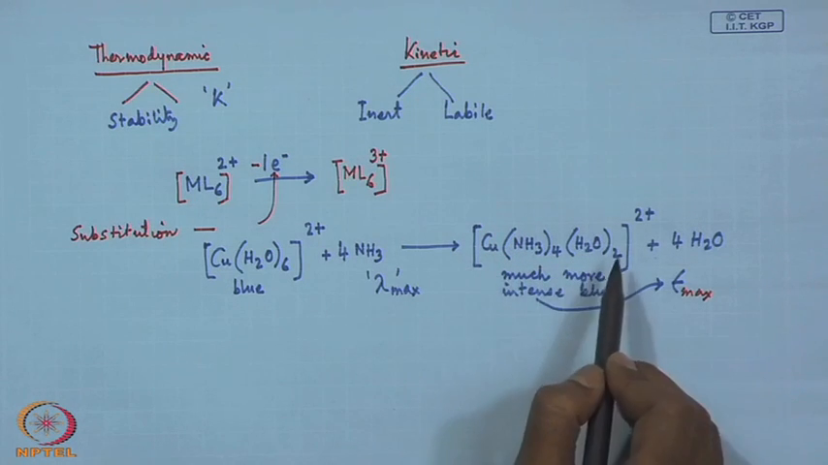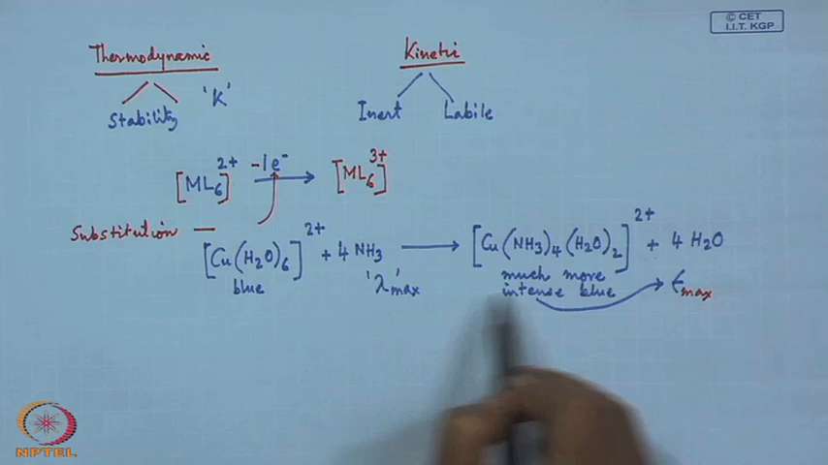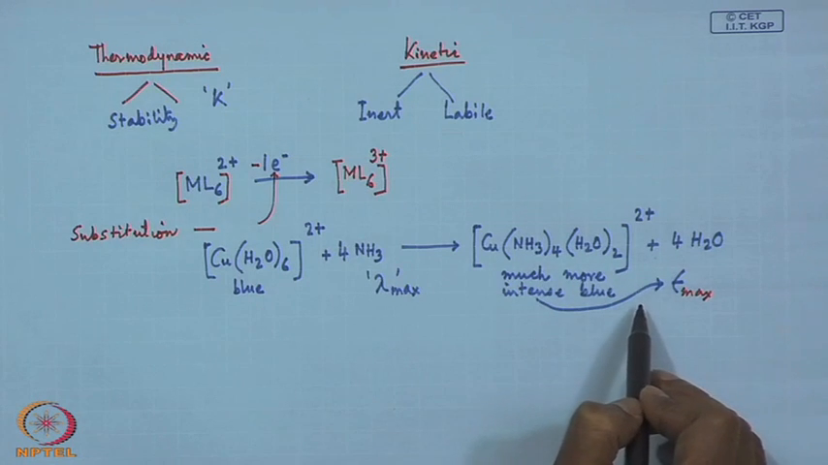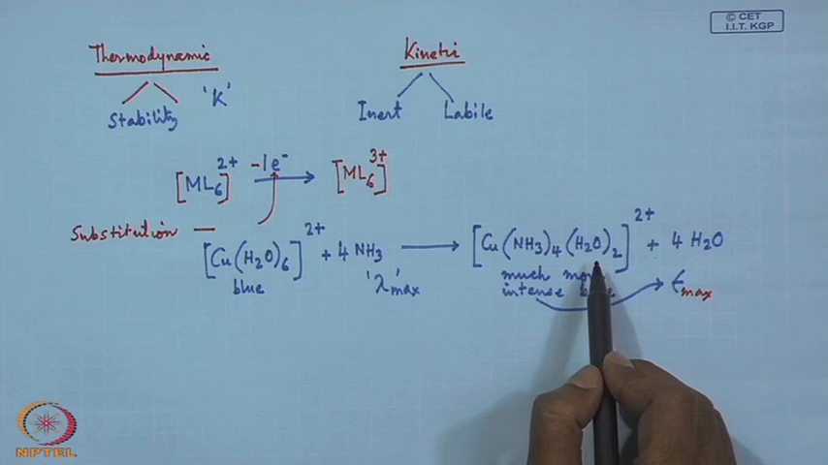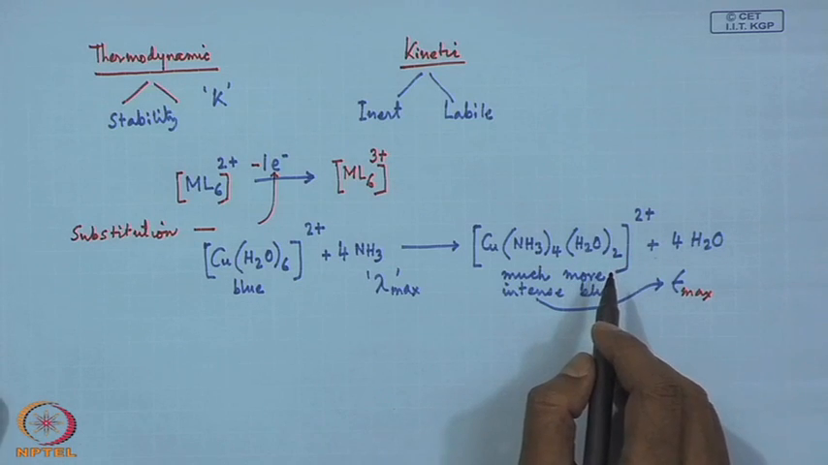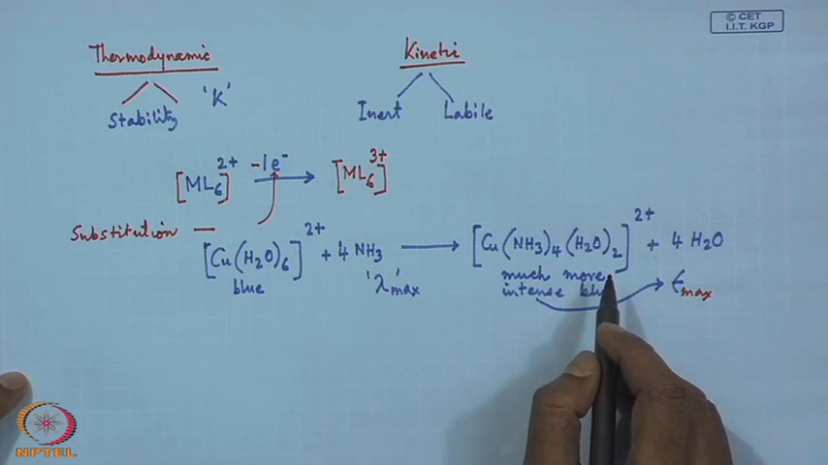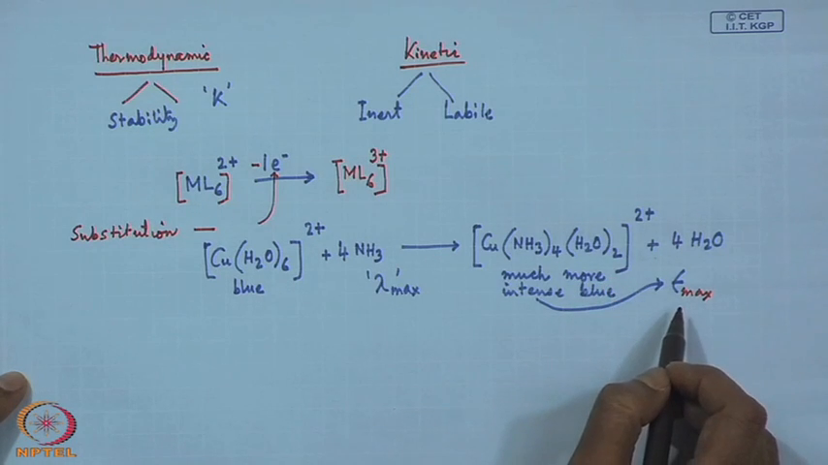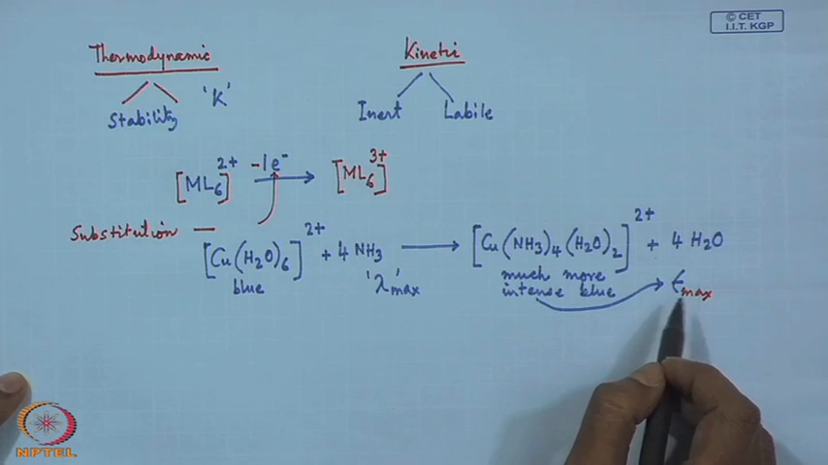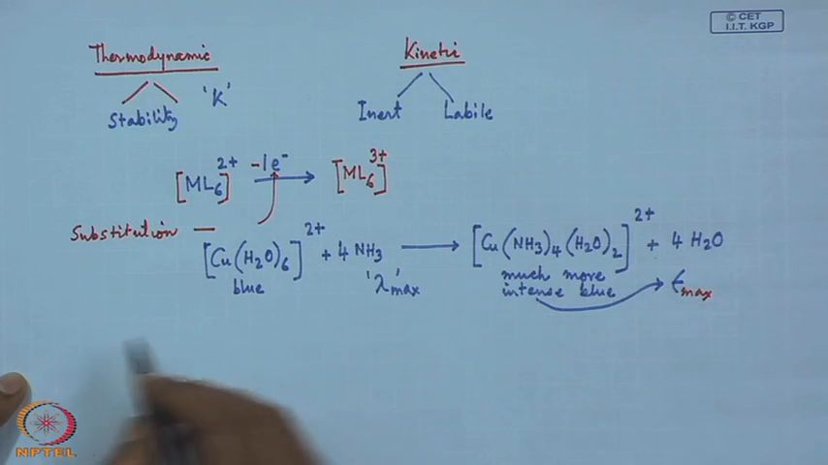So, with time, if we can monitor the corresponding growth of this lambda max value for this tetraammine diaqua compound of copper, we can find out the corresponding rate of the reaction. So, this particular reaction is a very fast reaction. Immediately this reaction can take place within some milliseconds only.